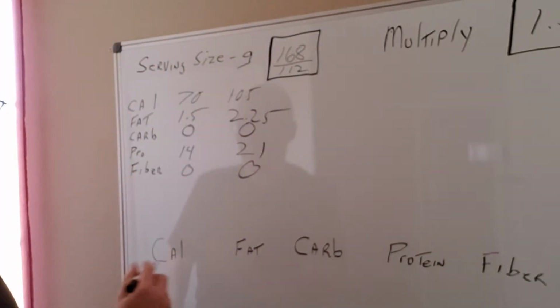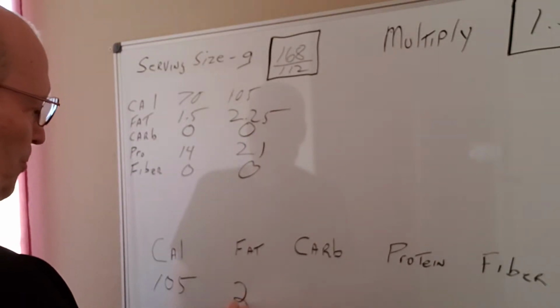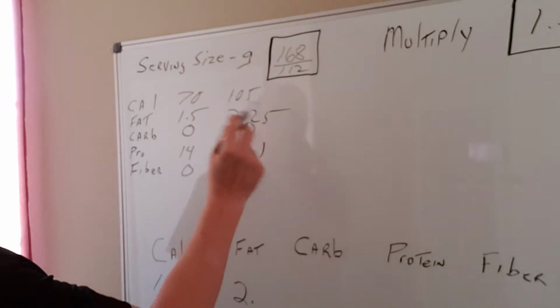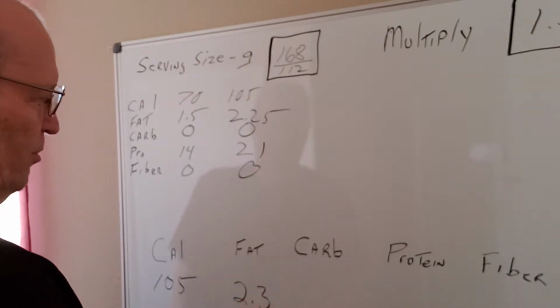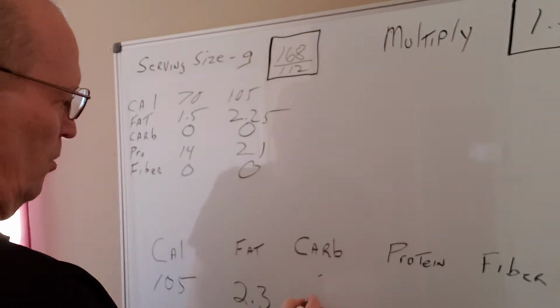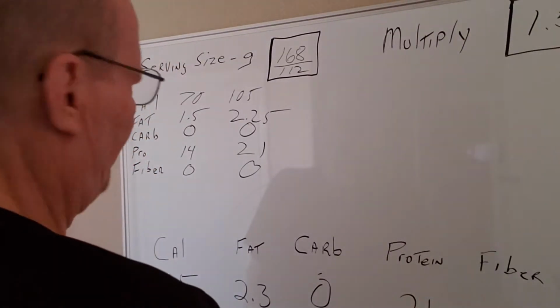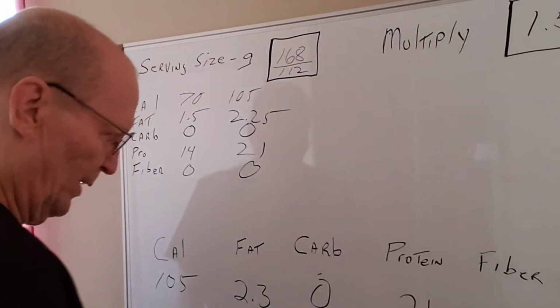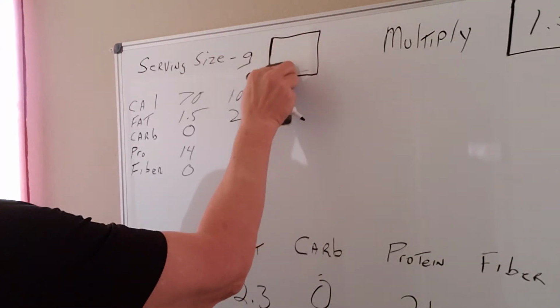So let's do that. For this particular meal, or this serving, we have 105 calories for the fish. Your fat grams are 2.25. We're always going to round up, so 2.25 is going to be 2.3 for our counting. The carbs, 0. We've got 21 grams of protein. And for fiber, we have 0. So that's our first item for this meal. We're going to erase this, take this down, and go on to our next item.